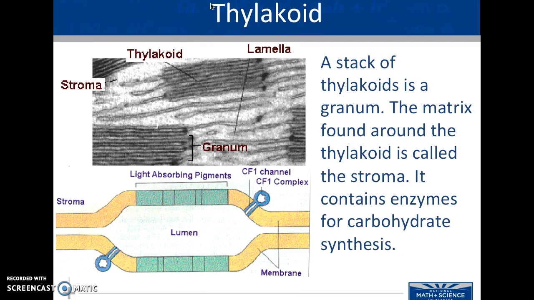So when we break down the chloroplast a little bit further, the chloroplast is an organelle in plant cells. It has stacks of thylakoids. A stack of thylakoids we call a granum. The matrix found around the thylakoid is called the stroma. It contains enzymes for carbohydrate synthesis. A single disc in the stack of granum is called a thylakoid.